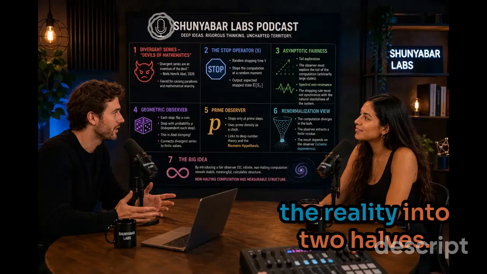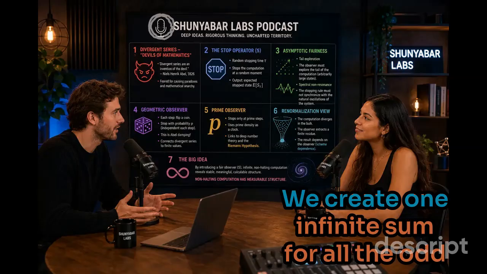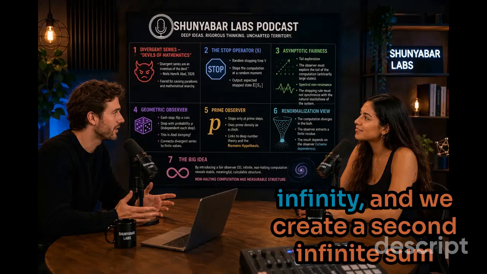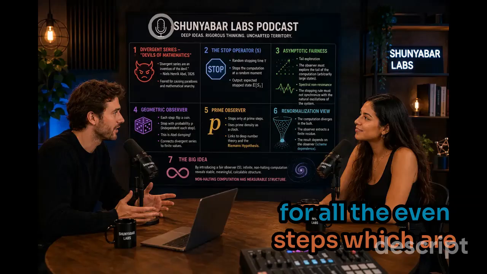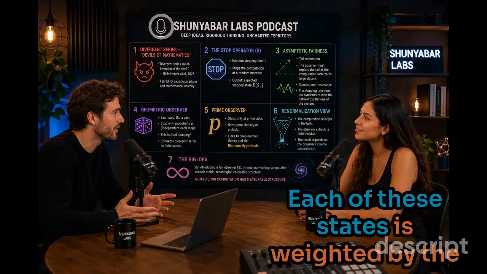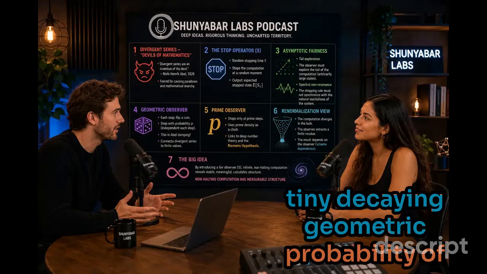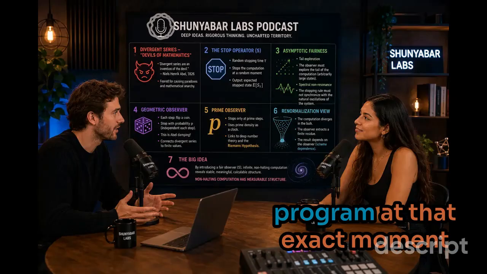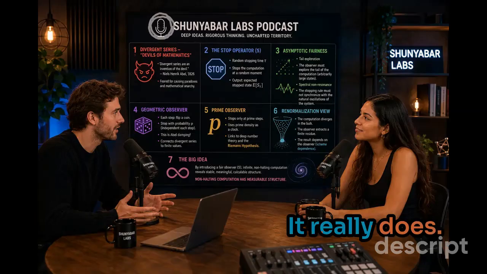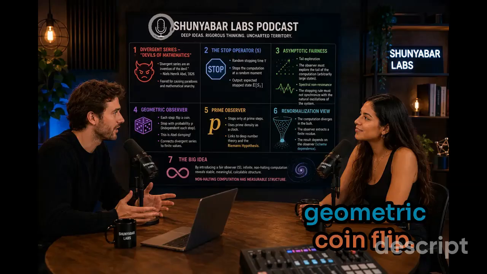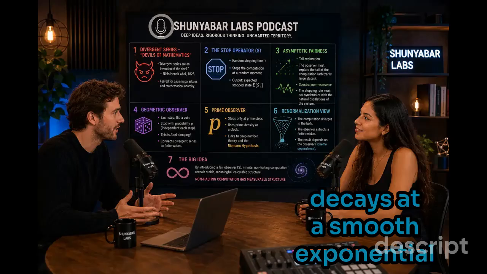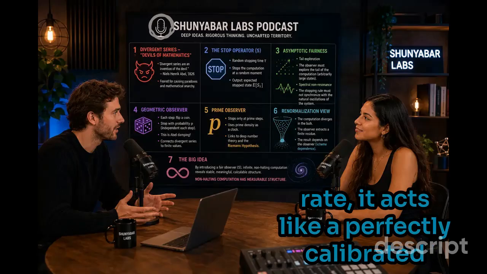We handle it by splitting the reality into two halves. We create one infinite sum for all the odd steps, which are growing toward positive infinity, and we create a second infinite sum for all the even steps, which are plunging toward negative infinity. Each of these states is weighted by the tiny decaying geometric probability of the observer stopping the program at that exact moment. It feels like trying to balance two exploding rockets. It really does. But here's the magic of the geometric coin flip. Because the survival probability decays at a smooth exponential rate, it acts like a perfectly calibrated dampener.